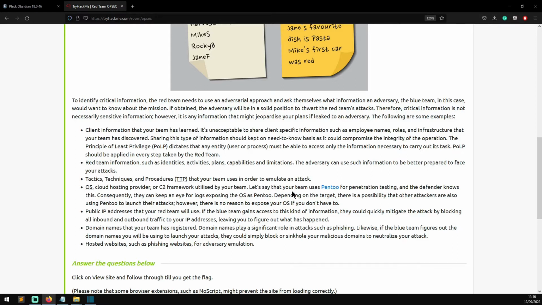Let's say that your team uses Pen2 for pen testing and a defender knows this. Consequently, they can keep an eye out for logs exposing the OS as Pen2. Depending on your target, there is a possibility that other attackers are also using Pen2 to launch their attacks. However, there is no reason for you to expose your OS if you don't have to. So if you're not using a traditional pen test distribution like Kali, and you're using a very niche specific OS, then the blue team might pick up on that and block all attacks.